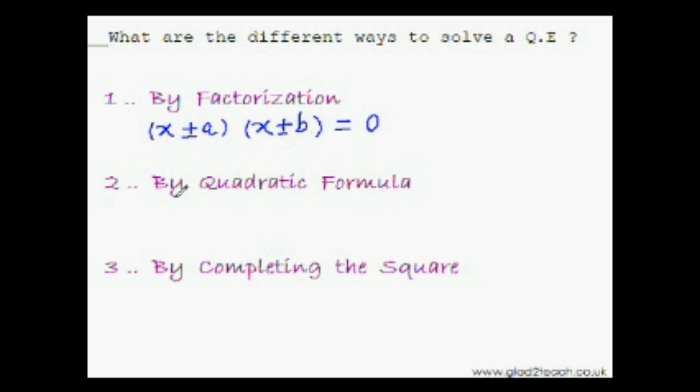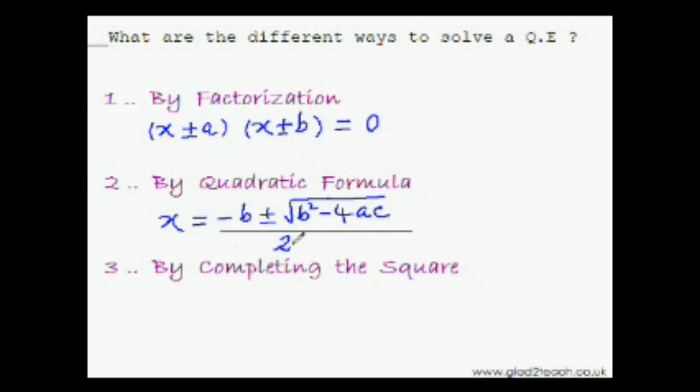The second way is by quadratic formula, which is x equals minus b plus minus under root b² minus 4ac, divided by 2a. And the third way, of course, is by completing the square on one side of the equation so that we can easily take the under root on the other side and solve the equation.